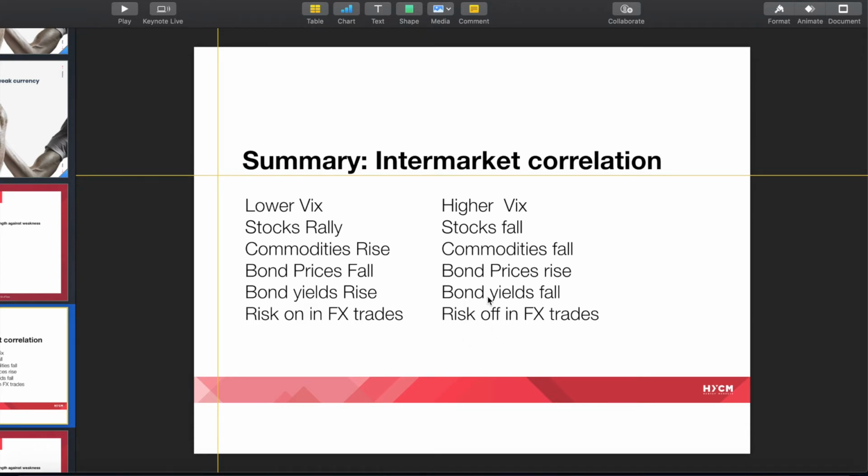Now that gives us some good clues, because in a risk-off market, we know that the high beta currencies like the Australian dollar, New Zealand dollar, and Canadian dollar tend to lose value.